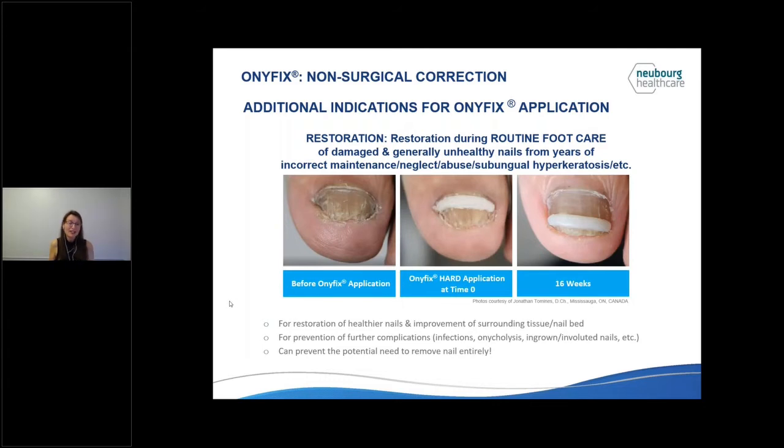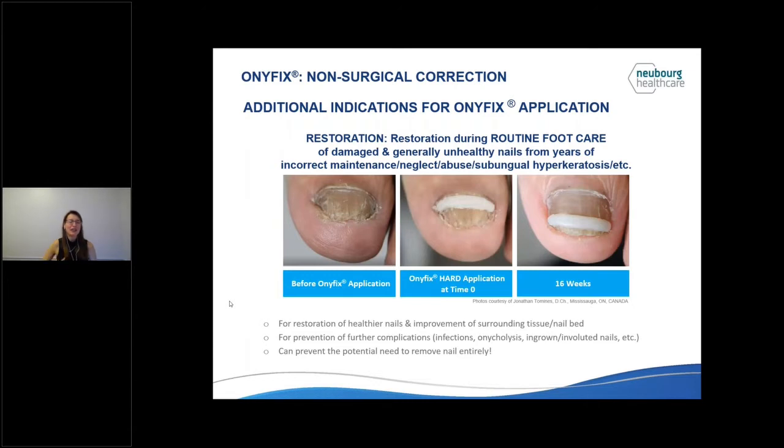But while we study it, we thought it was exciting news to share that we have seen many cases now from users in the industry, anecdotally, that after an Onyfix application, it cleared up onychomycosis cases, even those that have been chronically persistent for years and years and years. So a very interesting note to keep in your mind.